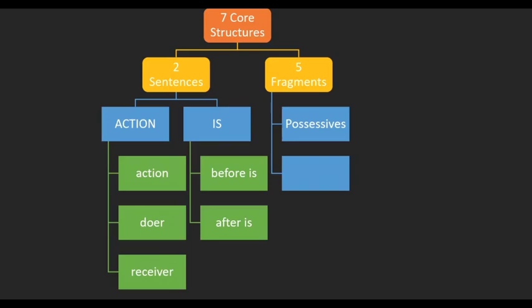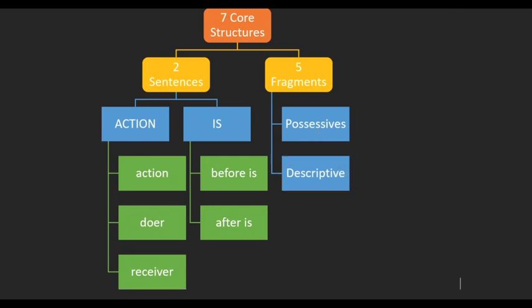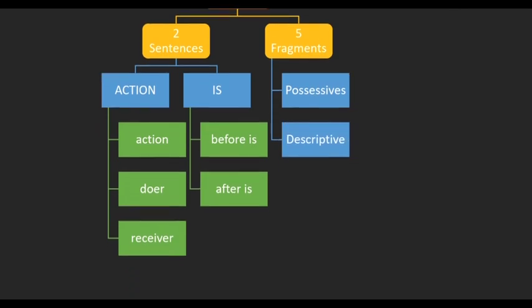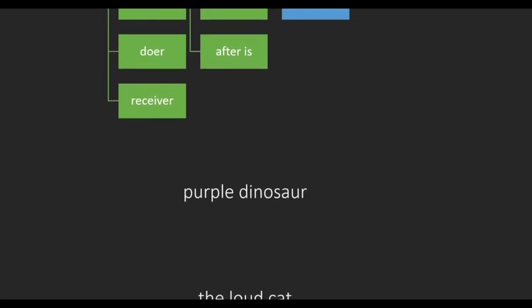Okay, so we're making our way through our 5 fragments. We looked at possessives. And so, ready for fragment number 2? Okay, fragment number 2 is what we're going to call a descriptive fragment. Any ideas what a descriptive fragment might be? Describing something? Yeah, that's exactly what it is. Something describing something, right? One word describing another word. So example of that, purple dinosaur, think Barney.